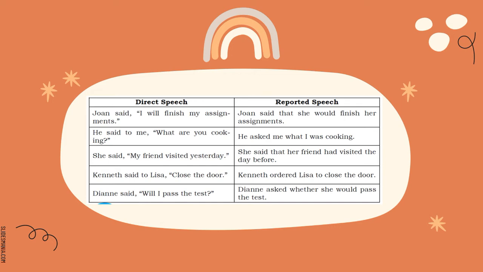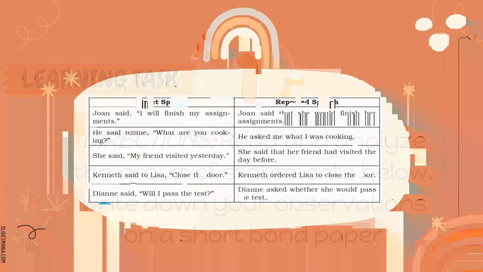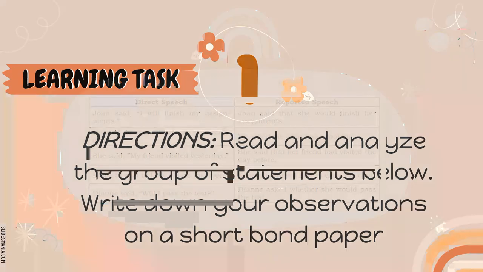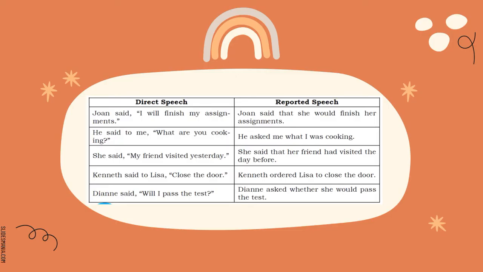All of your observations, you will write down on a piece of paper, okay? Not on a short bond paper. We're not using short bond paper, so that's a typo error. So we're going to use one whole piece of intermediate pad. Write down all of your observations for these sentences, and this will be your answer for learning task number 1.